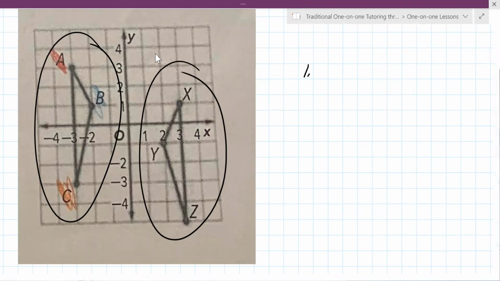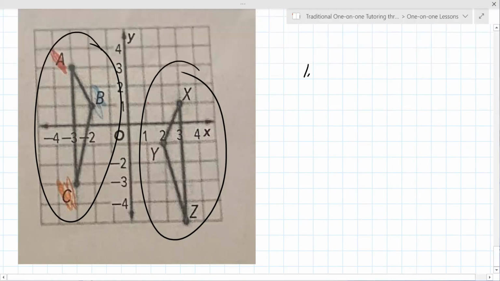So let me diagram the first one. The first one is a reflection over the y-axis. See how this is 2 apart there, and A is 3, and then C is down here, right there. Okay, but that's not the final image here. The first thing is that it's reflected over the y-axis. The y-axis is literally your mirror here.